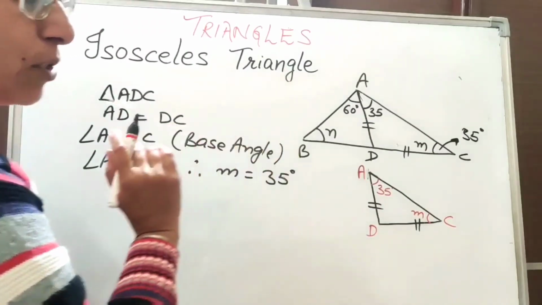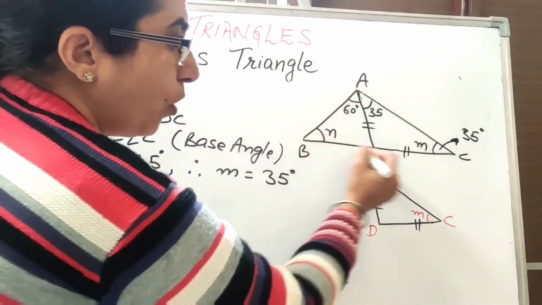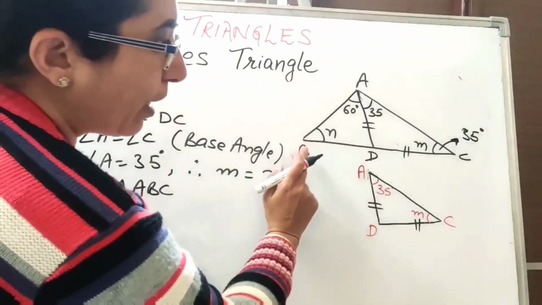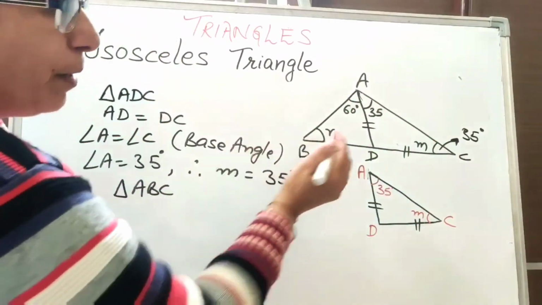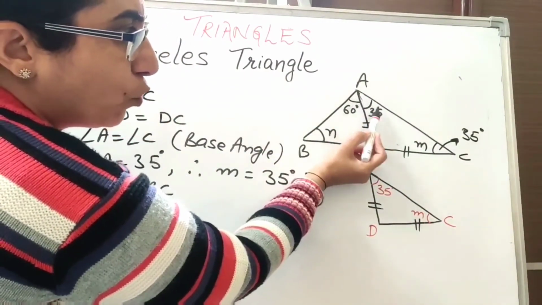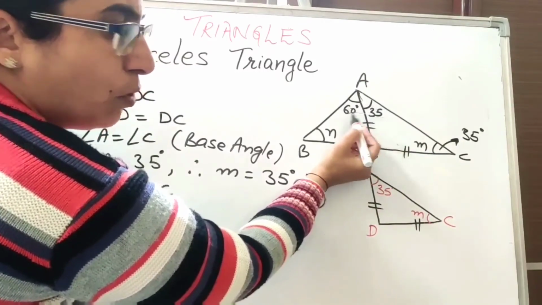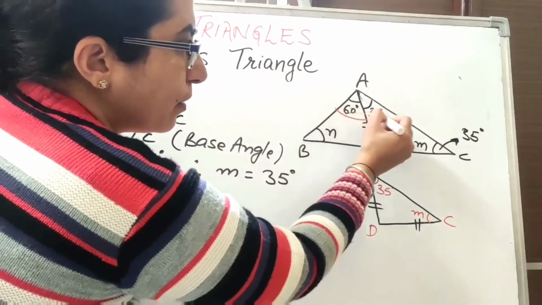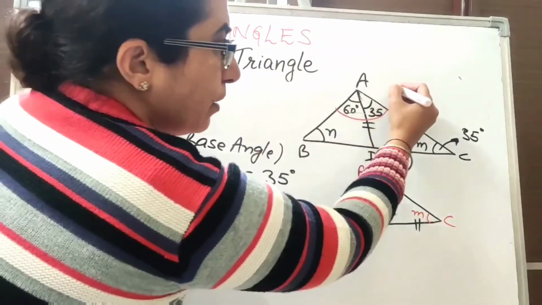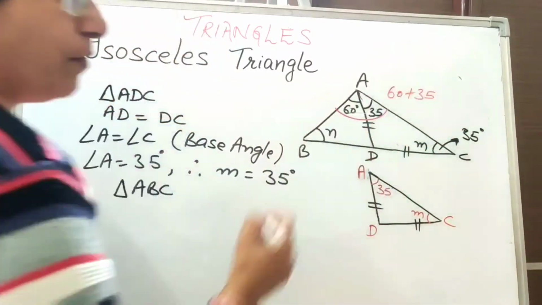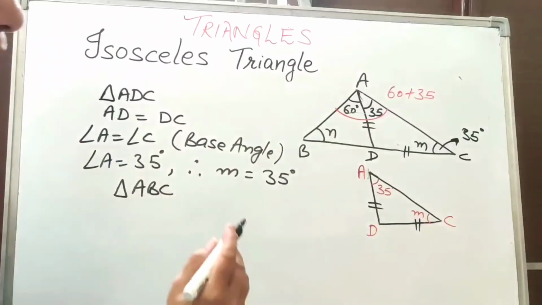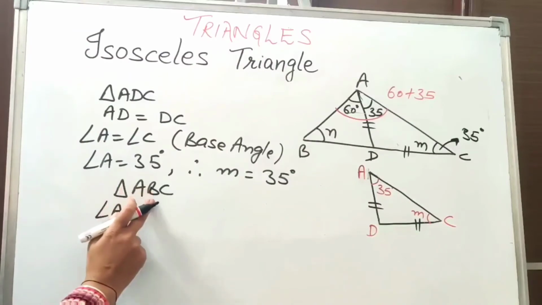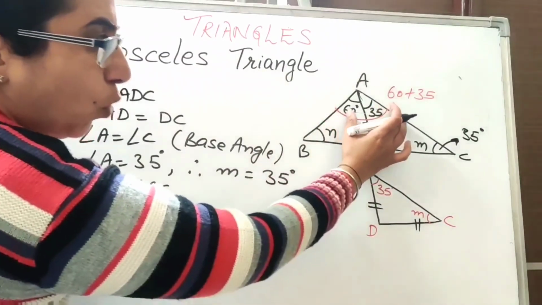So for this N, student, if I take this whole triangle ABC, in this triangle you can see that angle B is N, angle C is M, but angle A is divided into two parts, and if I add these two parts, I will get the whole angle A. So angle A here is 60 plus 35, the whole angle A. I am writing the name of the triangle also, so from this name it is clear that I am taking this whole angle A.